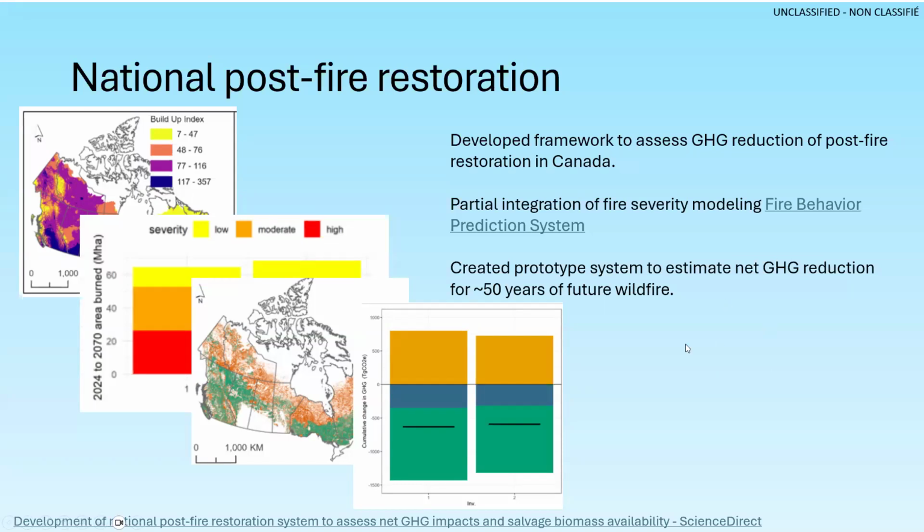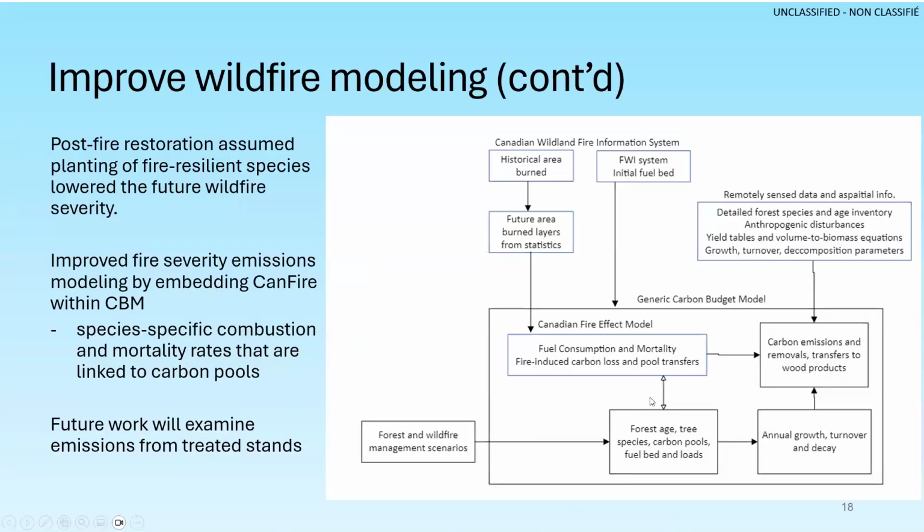Now, there was one more thing we wanted to do, and you can probably guess that was improve the wildfire modeling. So it's really been a journey of trying to improve the wildfire modeling over and over again in the carbon modeling. So we had assumed earlier on that post-fire restoration, if you plant a fire-resilient species, it will lower the future wildfire severity. And that's an assumption.